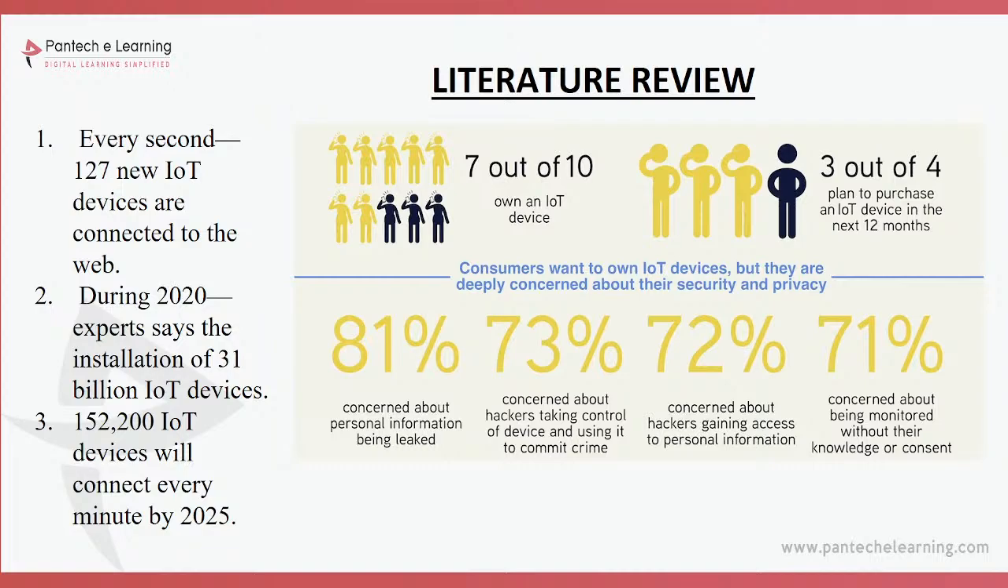What the literature review is telling is that every second 127 new IoT devices are connected to the web. In the past, at the starting time, 127 new IoTs were connected. Next, they said that during 2020, 31 billion IoT devices will connect. And in 2025, 1,52,200 IoT devices will connect every minute. So you can see 127 at first, then 2020, and 2025, how IoTs are developing and connecting to the web. Like that you can see the growth of the internet.